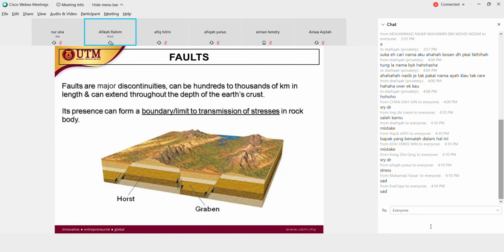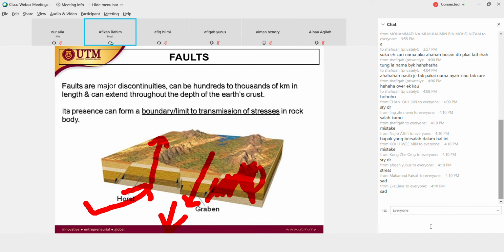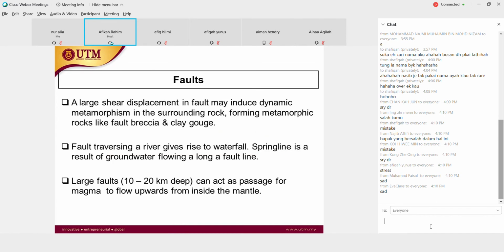For example, this one. We call the block going upwards a horst and the one going downwards a graben. Faults are major discontinuities, can be hundreds to thousands of kilometers in length and can extend throughout the depth of the earth's crust. Its presence can form a boundary limit to transmission of stresses in a rock body. So if there's a lot of stress coming from here, it can migrate into here and pull this graben down. And if you have more pressure from the downwards direction, you can push this one up. It's something like that. It's a massive thing.